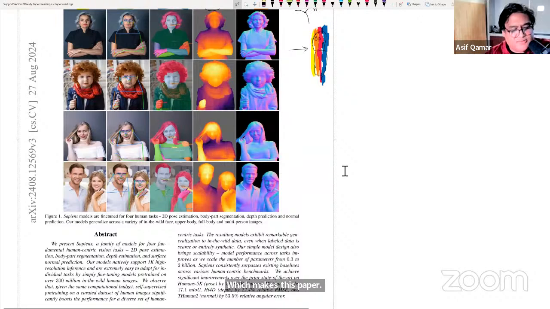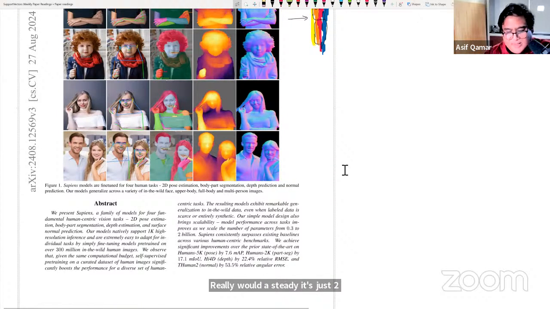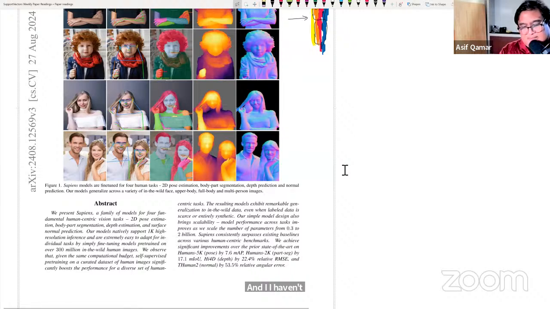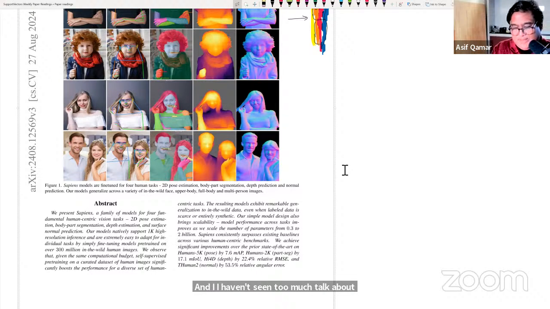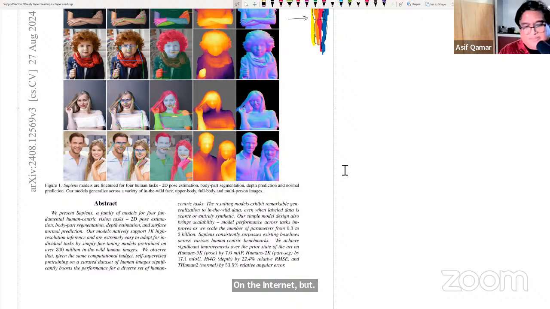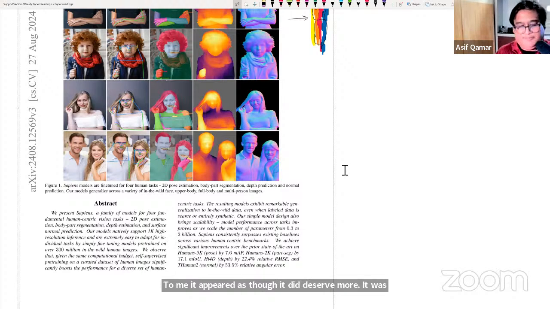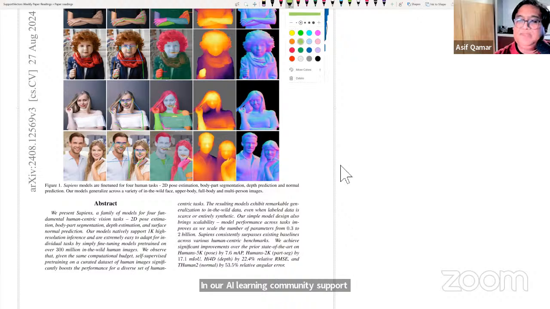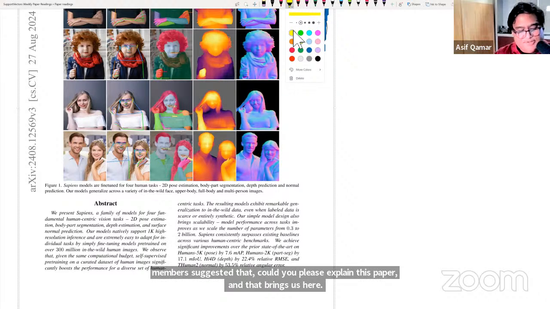It's just 2 weeks out, and I haven't seen too much talk about this paper yet on the internet, but to me, it appeared as though it did deserve more. It was suggested by somebody in our AI learning community, Support Vectors. One of the members suggested, could you please explain this paper? And that brings us here. So here we go. Let's read the abstract.